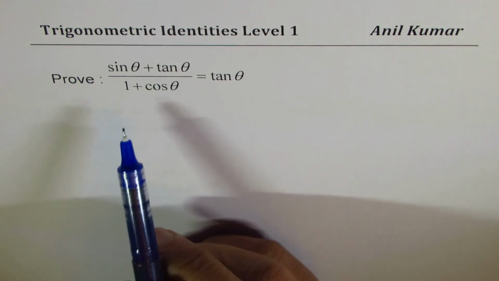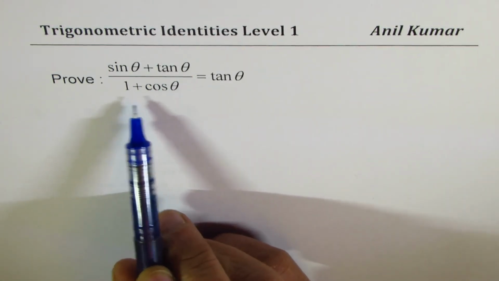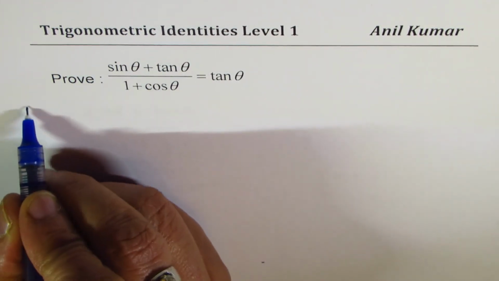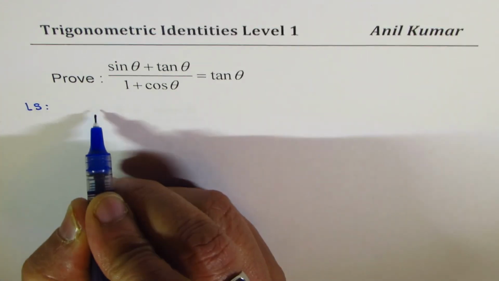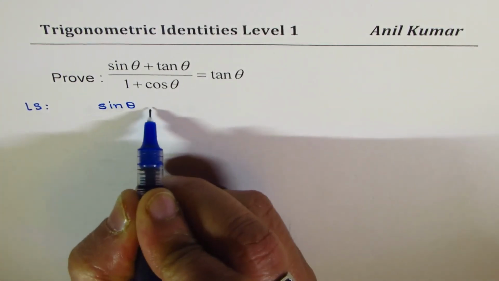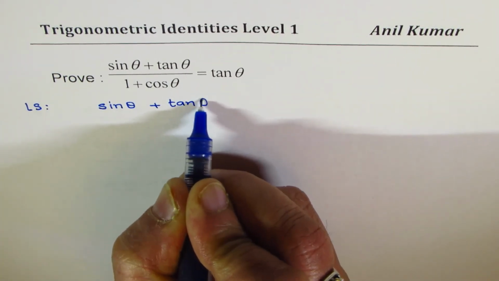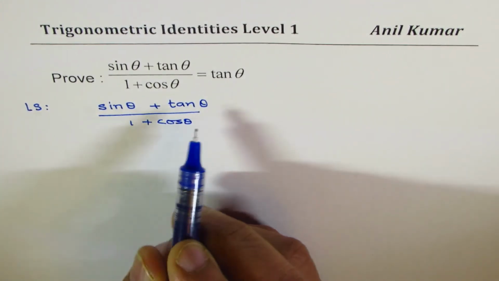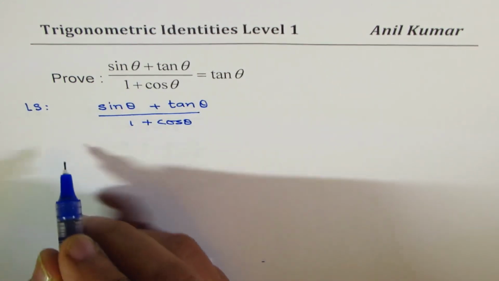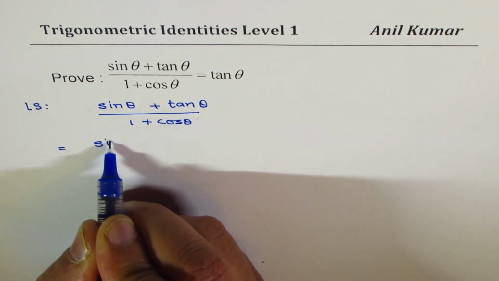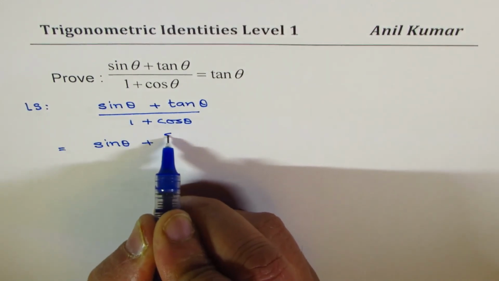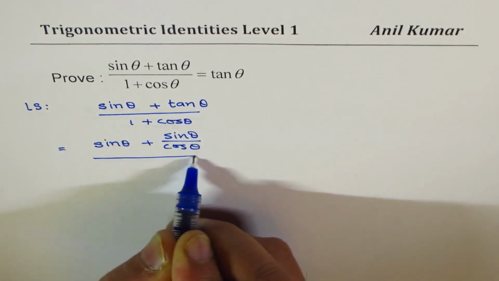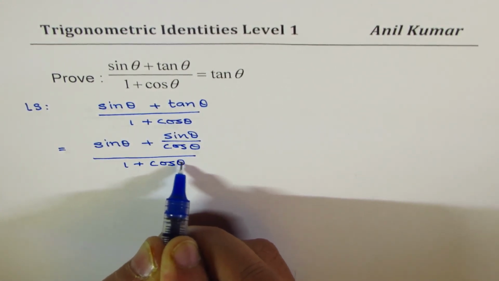Now let us prove the identity (sine theta plus tan theta) divided by (1 plus cos theta) equals tan theta. Since the left side is more complicated, we'll begin with the left side. Let's copy the question first. It is sine theta plus tan theta divided by 1 plus cos theta. Now the first step is to write tan theta as sine and cosine, right? So we could write this as sine theta plus tan theta, which is sine theta over cosine theta, and we have 1 plus cos theta in the denominator.